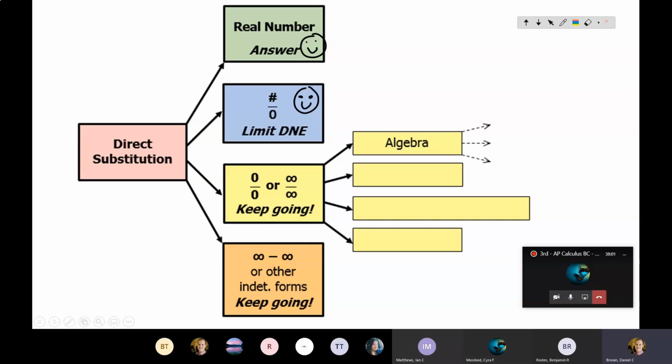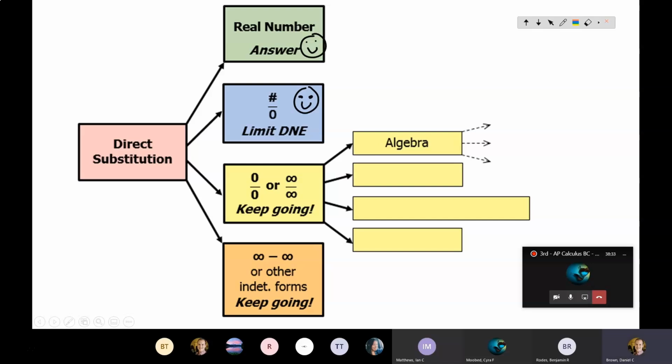Where we're going to start having a little bit more work to do is those last 2 boxes. The ones I have in yellow is when you have 0 over 0 or infinity over infinity. You're going to keep going, and notice that that does branch off into 4 different things. The first one we're going to look at today is algebra. The other 3 are going to be things that we look at Friday and then even next week. But we're going to focus on the algebra today.